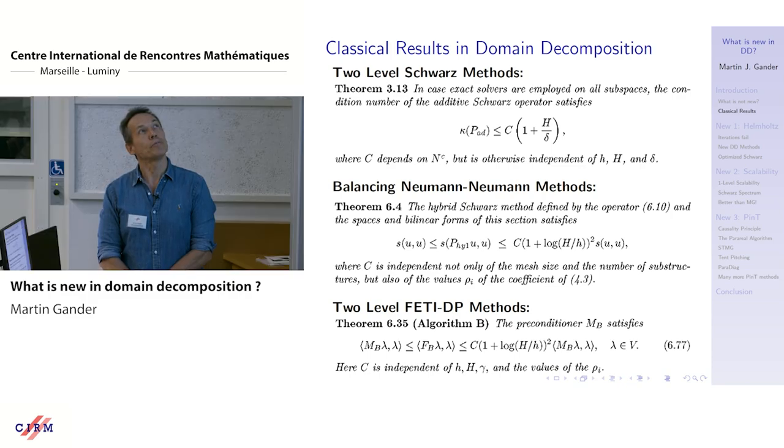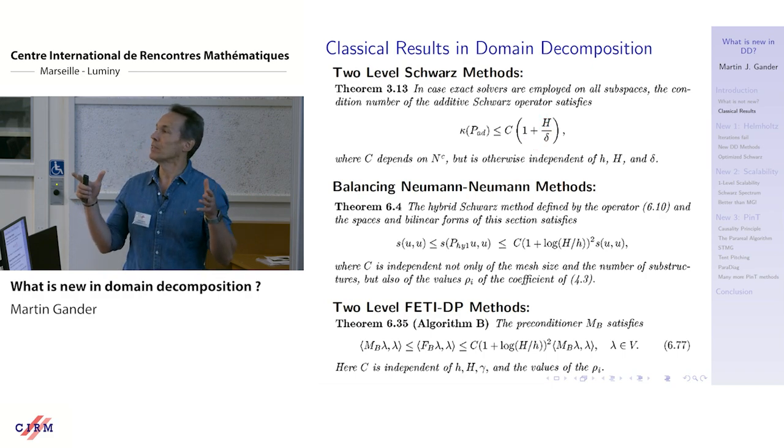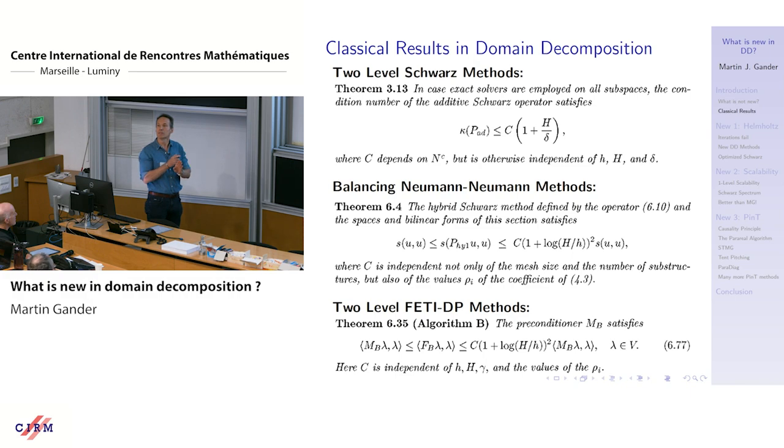And all theorems give a condition number estimate. So the first theorem, for the Schwarz method, gives a condition number estimate of a preconditioned operator that's bounded by a constant times 1 plus capital H over delta. Capital H is the size of the subdomains, delta is the overlap. So if this ratio remains constant, the condition number has a constant bound, so this is an optimal method.